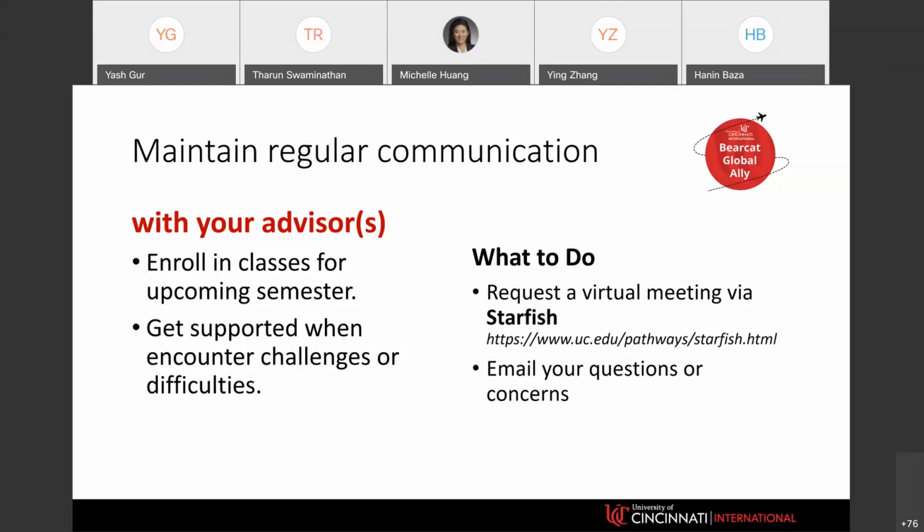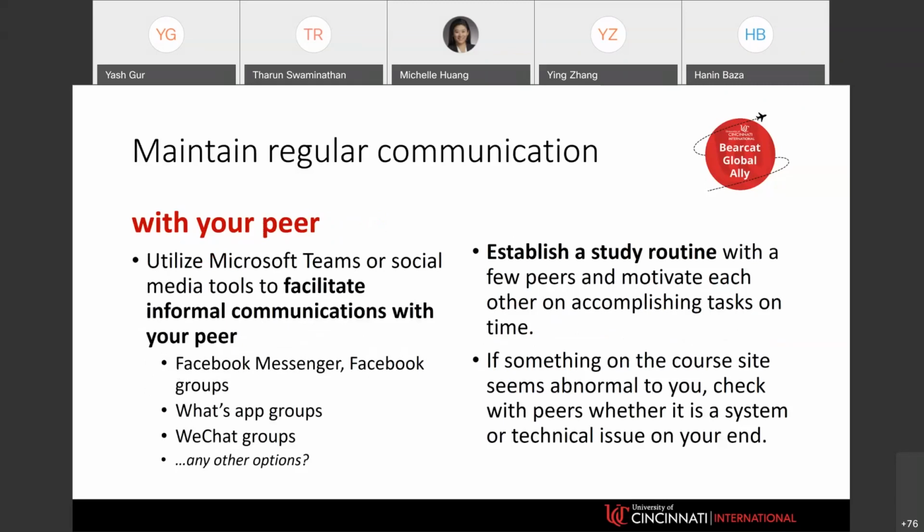You can go on Starfish and make an appointment with your academic advisor, or you can email them your questions or concerns. All right. So the last group of people you need to stay connected with is your peers, meaning your fellow classmates, or if you get to know someone who's also maybe an international student or domestic student taking the same class, you want to make sure that you stay connected with them.